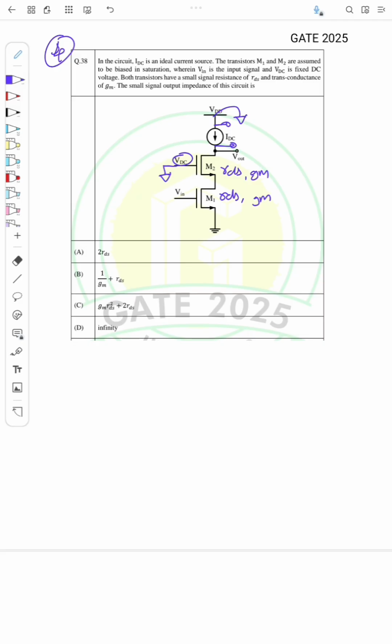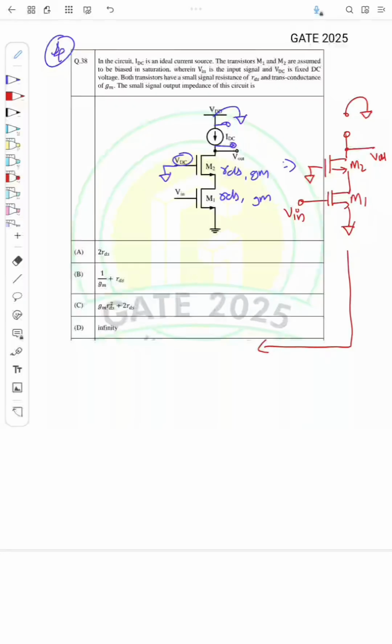So if I draw the circuit here, it will be M2, M1. So this is open. This is grounded, and here I have the small signal input voltage Vin, and this is grounded, and this is Vout, right? Okay, so we will draw the small signal equivalent circuit of this. We have to draw the small signal equivalent of M1 and M2. So first I will draw M1.